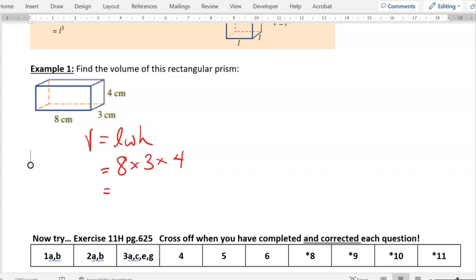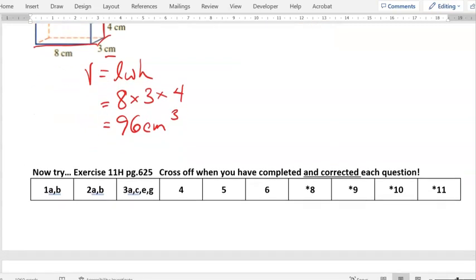So 8 times 3 times 4, how can we work that out? 8 times 3 is 24. Is it? Yeah. And 24 times 4, 4 24s is 96, isn't it? Because I took 25 times 4 to be 100, and then I took 4 off of that. So let's go with that. And what's our unit? 96 centimeters. We got 3 dimensions, so it's centimeters cubed. Have fun.